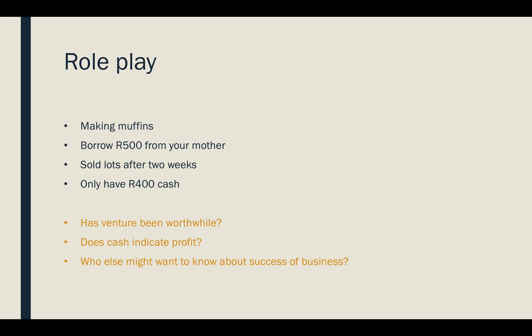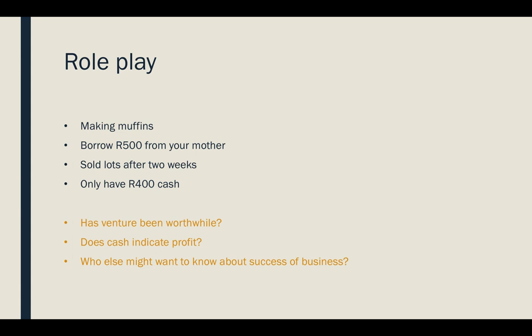However, what if instead of selling for cash, you actually sold a lot of muffins on credit and 600 Rand was owed to you? In that case, you actually would have had a total income of 1,000. If you subtract your expenses of 500, you would then have made a profit of 500 Rand. Who else would want to know? Well, if your mother lent the money to you, it would certainly make sense that she would be interested in seeing how you are doing.